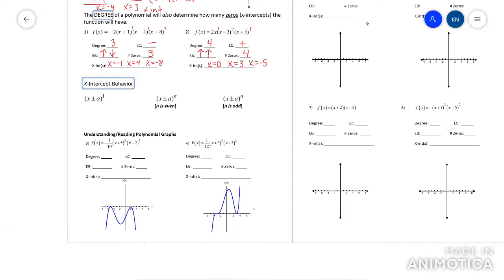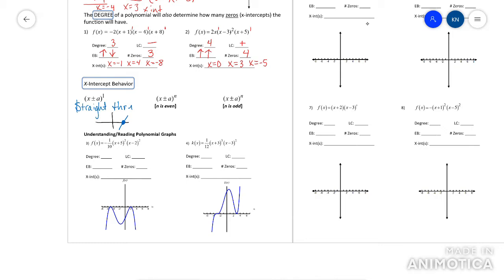So here's what I mean by this. Go look at each factor. If it has degree 1, it's what we call a straight through. So here's what I mean. If you had the xy axis and you had an x-intercept here, it would cut straight through like that.